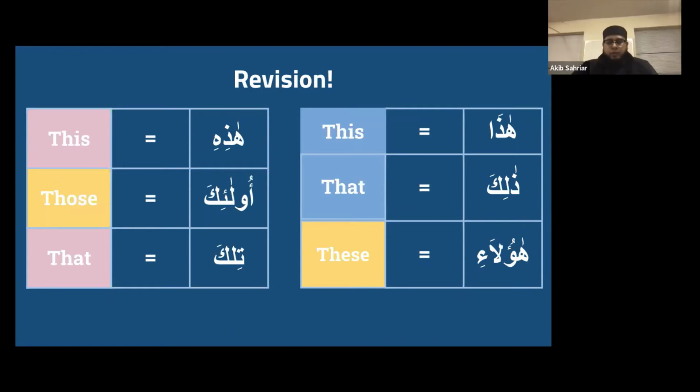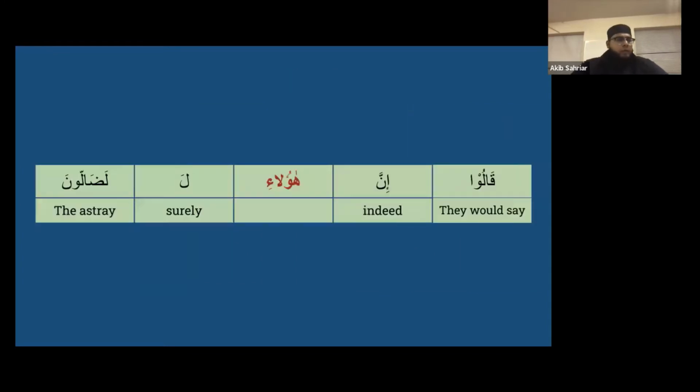But before we get into that, let's go over a little revision of what we did previously, just to keep it in our minds and reinforce it, inshallah. So the next slide here is one of the examples that we did. The one highlighted in red is ha'ula'i: qalu inna ha'ula'i ladallun. They would say, qalu, they would say, inna, indeed, and then ha'ula'i, whatever that means, ladallun, are surely astray.